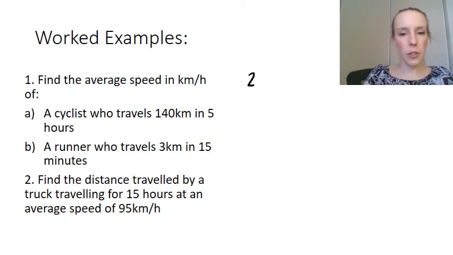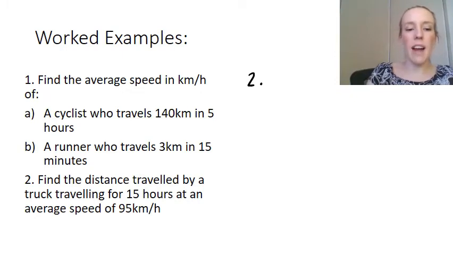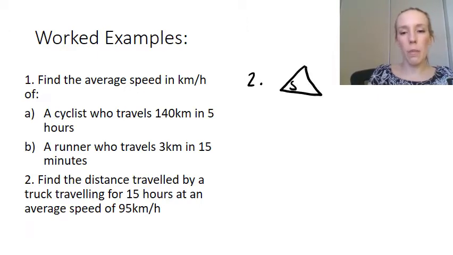Okay, so for question 2, find the distance travelled by a truck travelling for 15 hours at an average speed of 95 kilometres an hour. Oh, okay, so this time we're not looking for speed, we're actually looking for distance. So if you're unsure of the formula, remember, draw your triangle. So speed, distance, time. Okay, so we want to find distance, so we cover up distance.